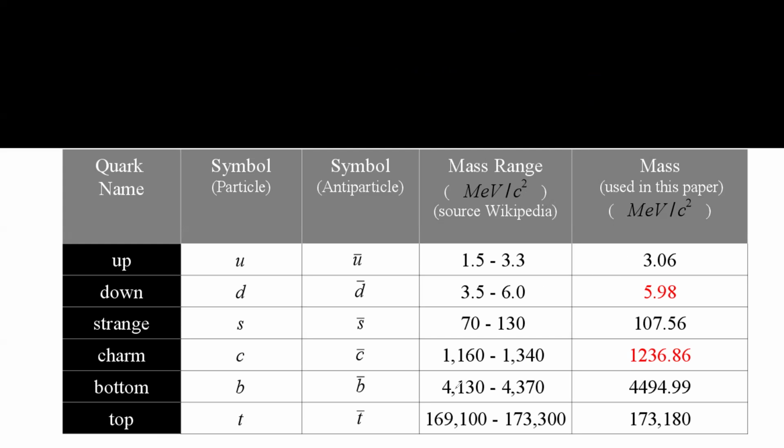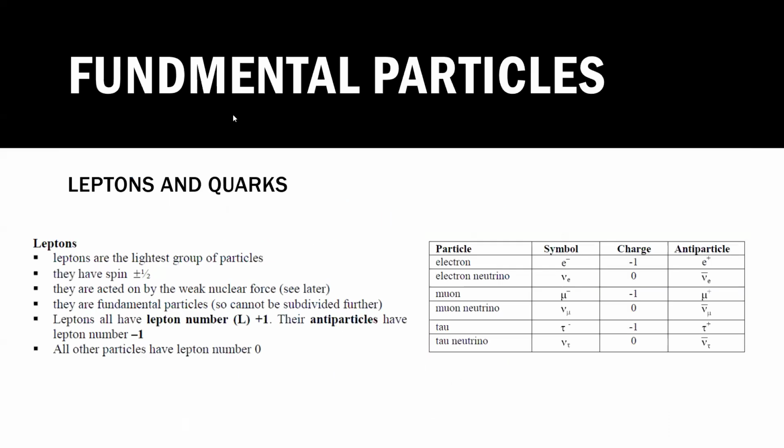So which is having the highest mass? The top quark is having the highest mass. And which is having the lightest? Up quark is the lightest. So a basic fundamental interaction, whenever it happens between the particles, a particle can be a category of a quark or it might be a lepton.